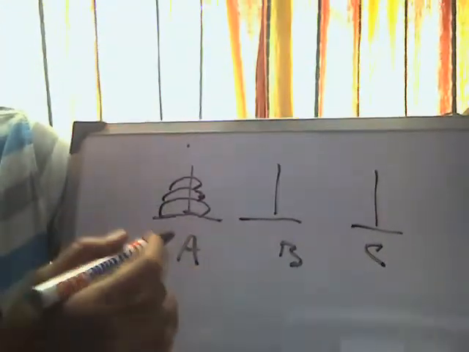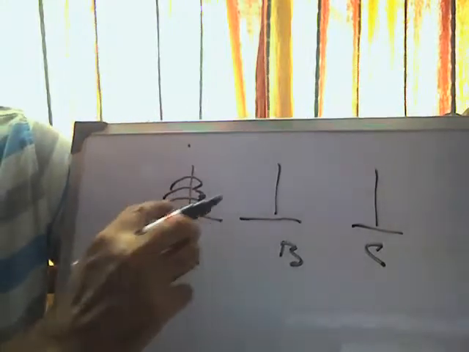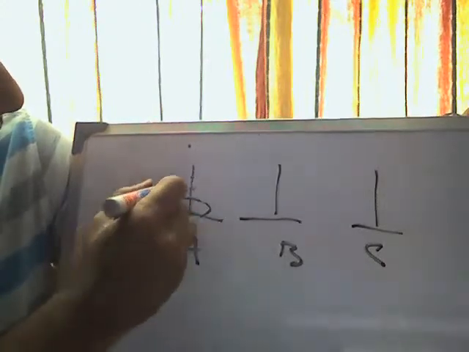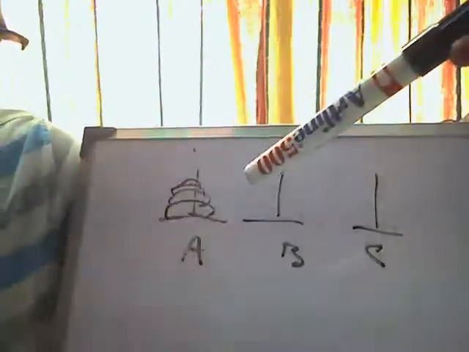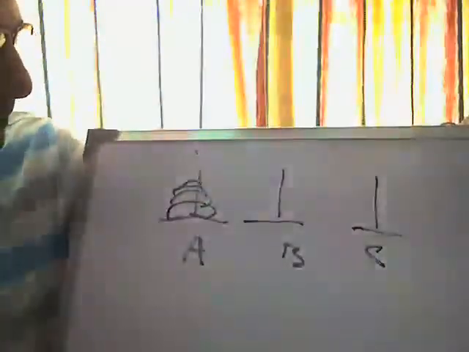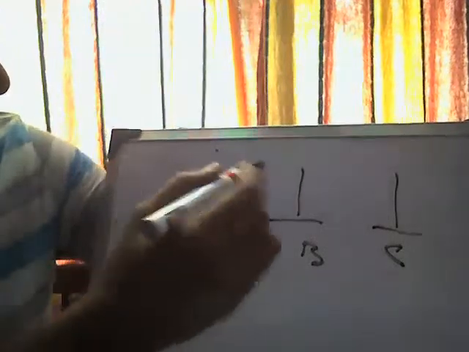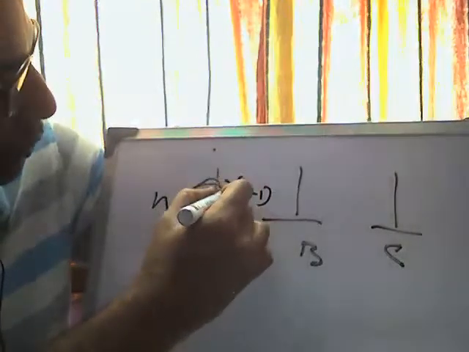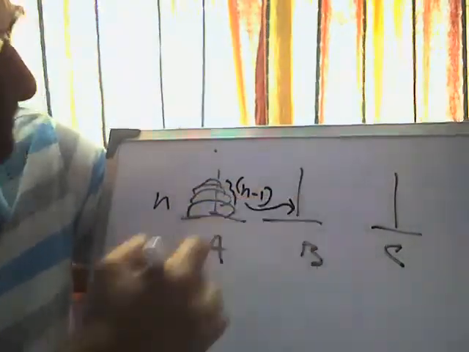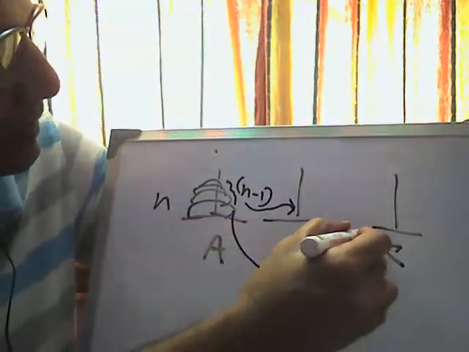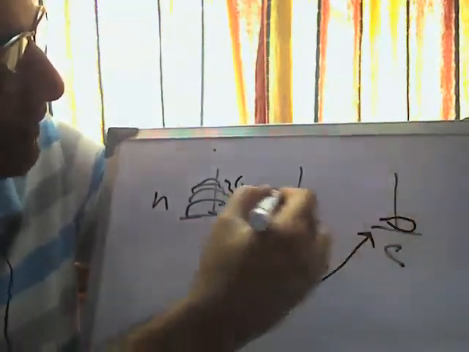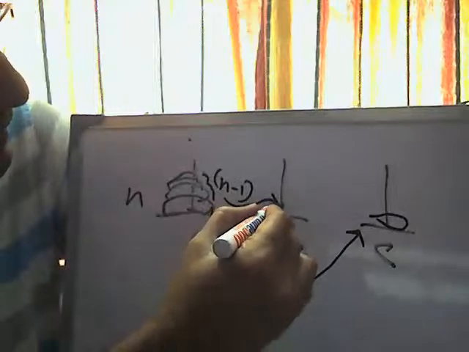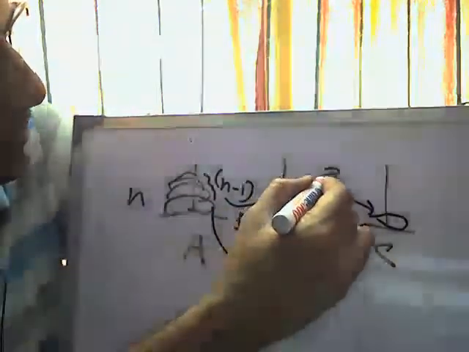Now you see this. That is the designing procedure. Just suppose there are n number of disks here. The number of disks is n. Then what will you tell? The n minus 1 top disks can be shifted to here, and this one disk will be shifted to here. This is the first step. This is the second step. And this n minus 1 disk again will be shifted to here.